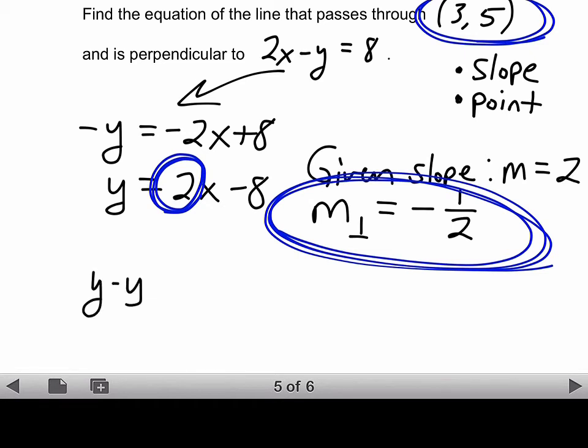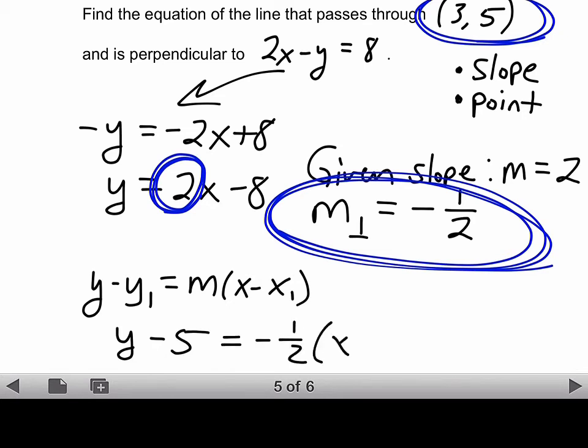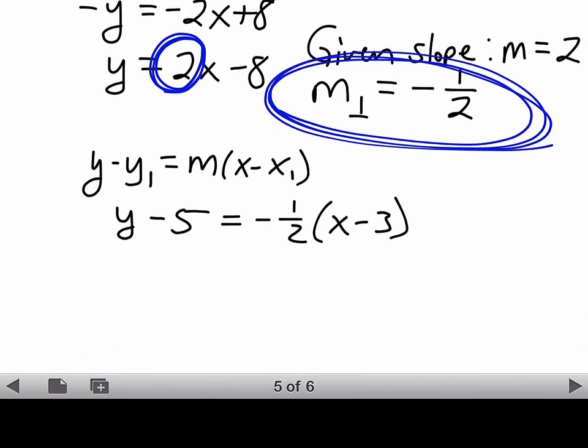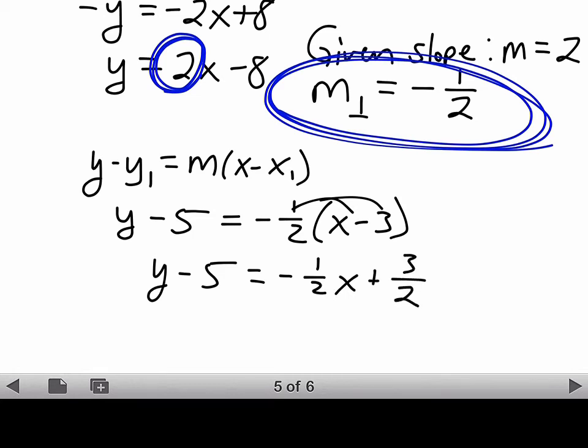y minus y1 is equal to m times x minus x1. We have y minus 5 is equal to negative 1/2 times (x minus 3). Distributing on the right hand side, I get y minus 5 is equal to negative 1/2 x plus 3/2. That's a plus because we're multiplying a negative by a negative.